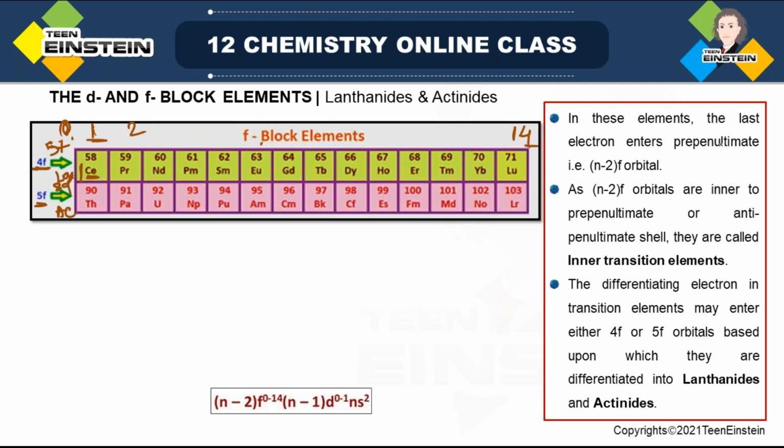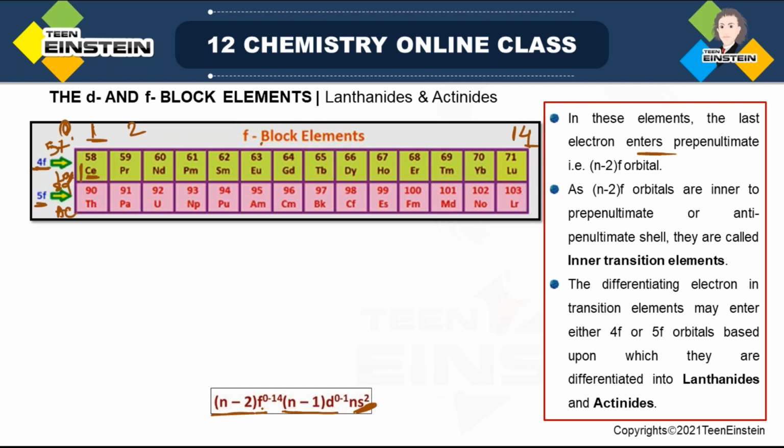So in this element, the last electron is entering the pre-penultimate shell. Now try to understand the meaning of pre-penultimate shell. Valence shell, this is the general electronic configuration: ns is the valence shell. But n-1 d is actually the penultimate shell, the orbital which is just before ns. (n-2) f is pre-penultimate because it is coming before (n-1) d. So that is why the name is pre-penultimate.